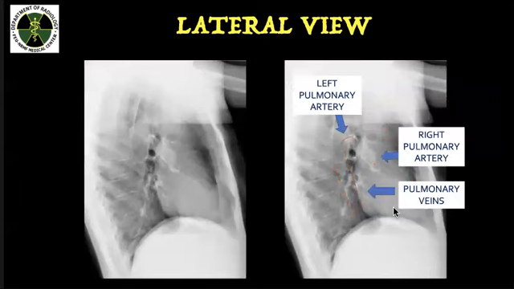Then another, in lateral view also, this is the area of your left pulmonary artery. Then your right pulmonary artery and your pulmonary vein. So as you can see again, as I said earlier, your right pulmonary artery is more inferior in location relative to your left pulmonary artery. So in here is your left pulmonary artery, more superior in location, and then more inferior is your right pulmonary artery, and then your pulmonary veins in this area.